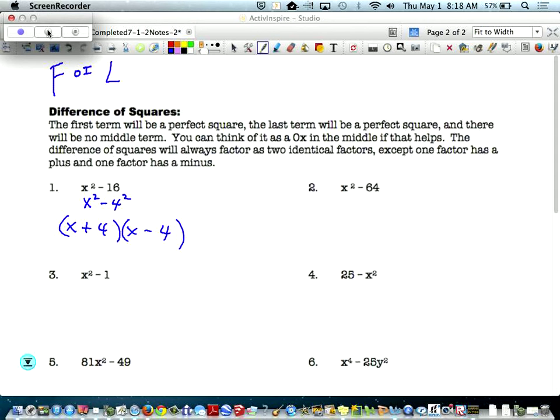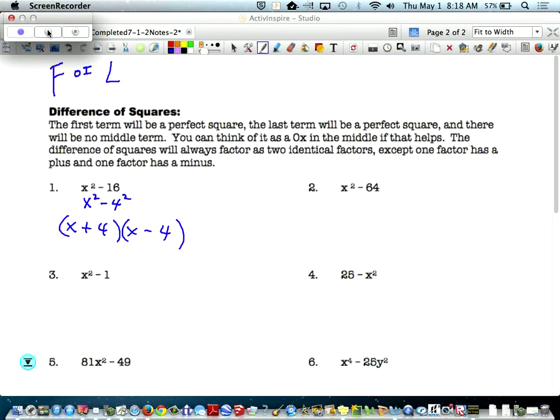Now, again, you want to recognize this situation. This only works when it's subtraction between the x squared term and your constant term. It doesn't work if there's addition there. It doesn't work if the x is in here. Only in this situation. So mathematically we call it difference of squares.